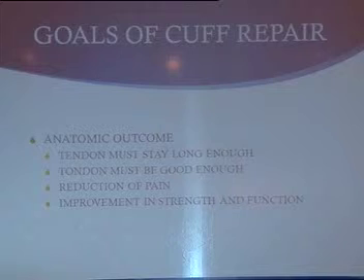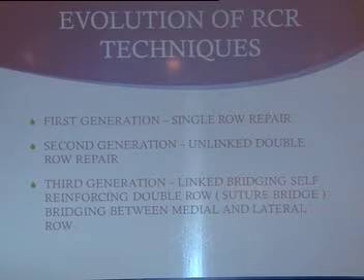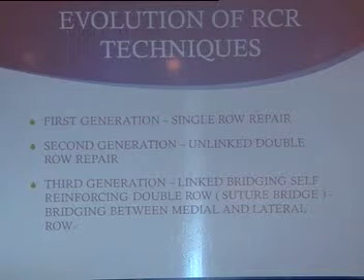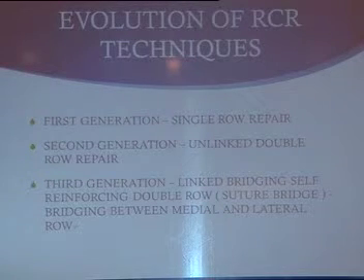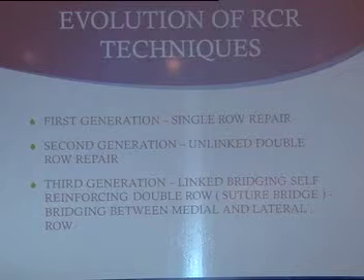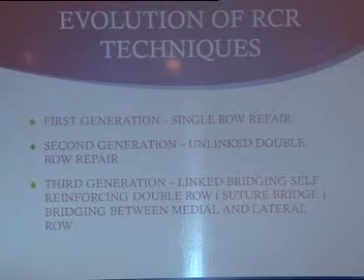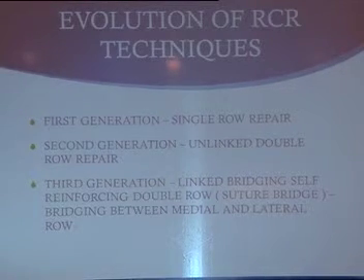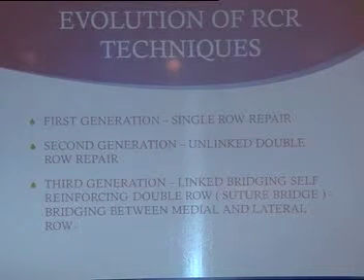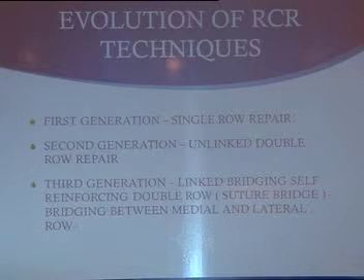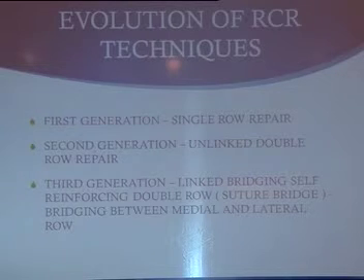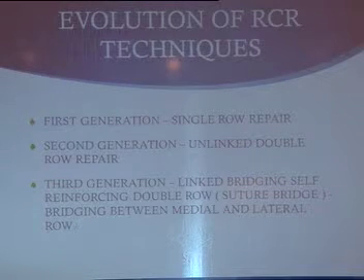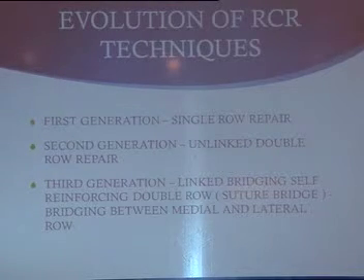Now, the goal of cuff repair: to begin with, it started as a single row repair, then second generation it was unlinked. Unlinked means independent single row, independent medial and lateral repair, and the next generation has come down to bridging of the medial row and lateral row, what is called the suture bridge technique.